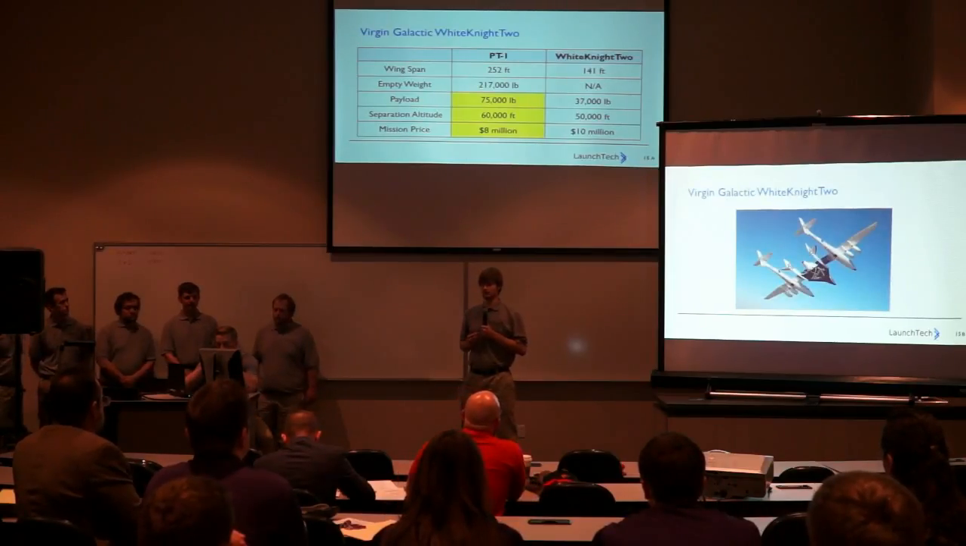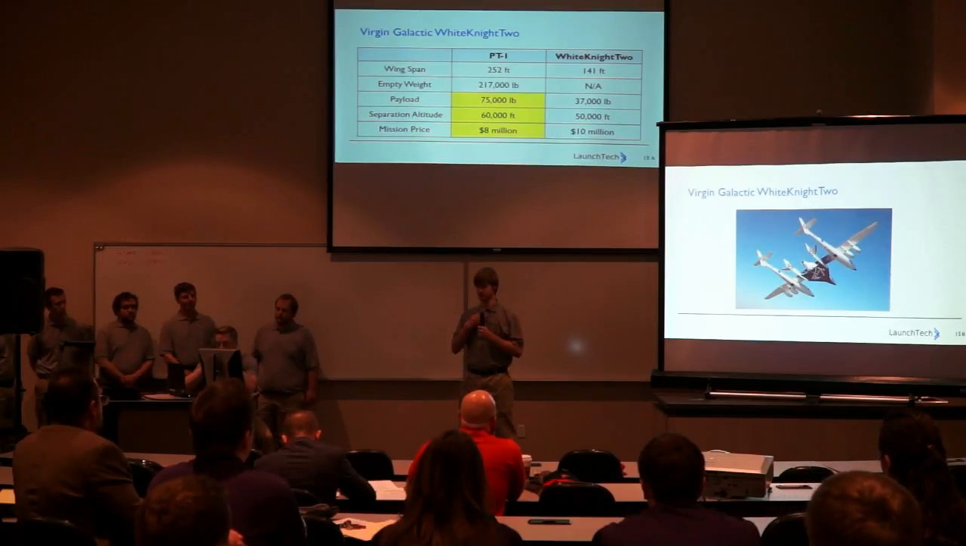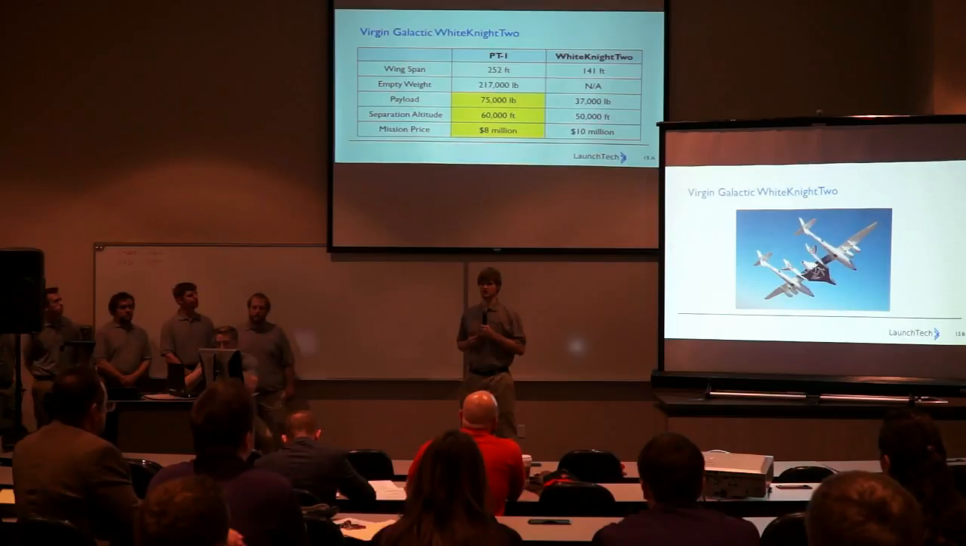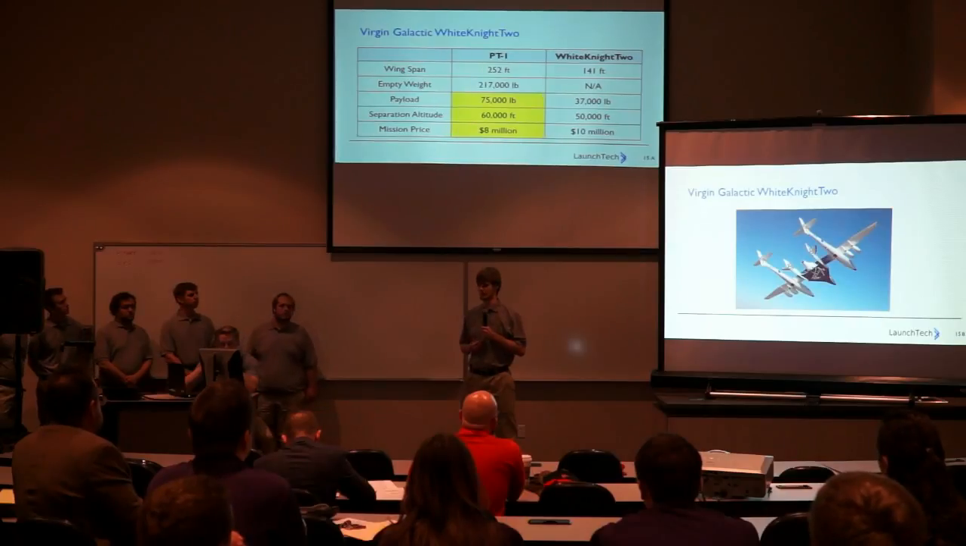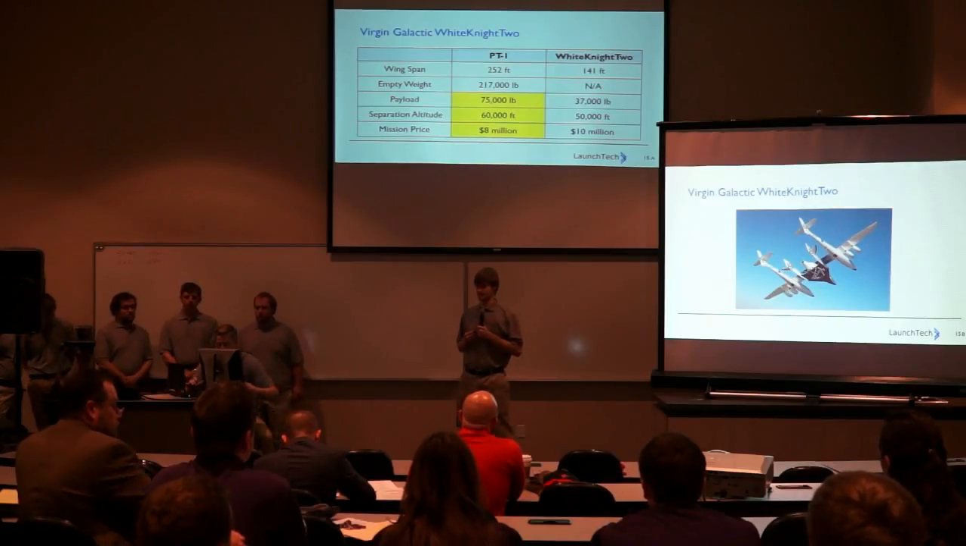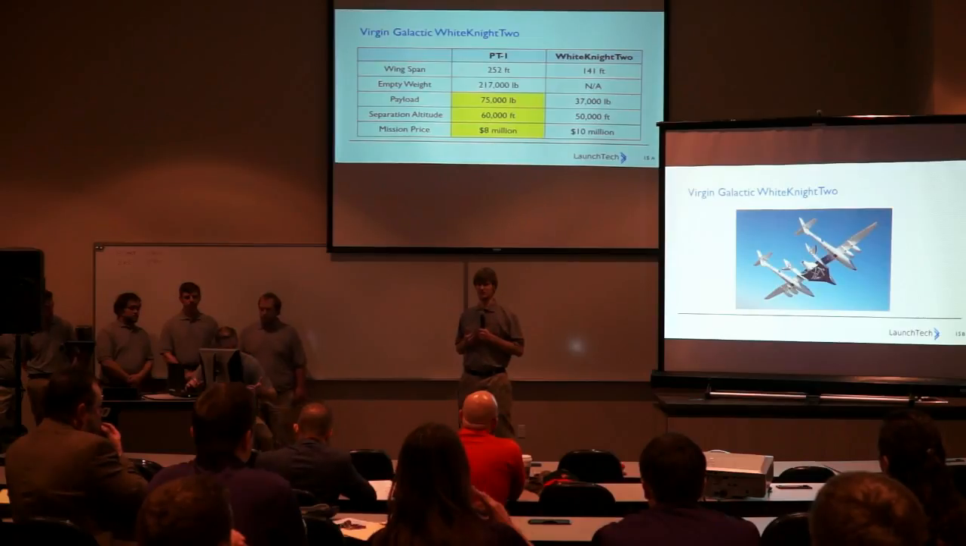Another vehicle we examined was Virgin Galactic's White Knight II, which has a payload of 37,000 pounds and a separation altitude of 50,000 feet. Additionally, its mission cost is $10 million. The PT-1 is still capable of beating the White Knight II in all of these categories.